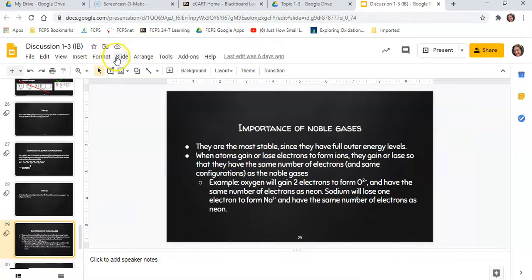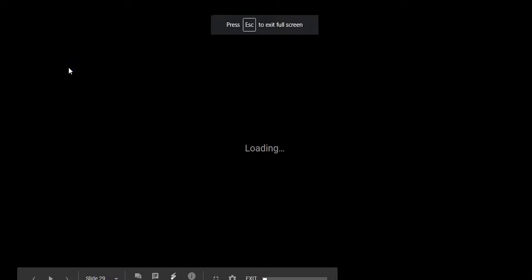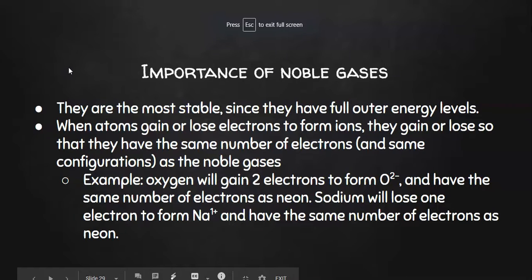Okay, now, the noble gases are really important. Since they have full outer energy levels, they're very stable. What this is going to mean down the road is that when atoms gain or lose electrons to form ions, they gain or lose so that they have the same number of electrons and the same electron configurations as noble gases. For example, oxygen is going to gain 2 electrons to form an oxide ion with a charge of -2, and that'll make it have the same number of electrons as neon. Sodium is going to lose 1 electron to form a positive ion and then have the same number of electrons as neon. So that's how we're going to predict the charges of ions in the coming units.